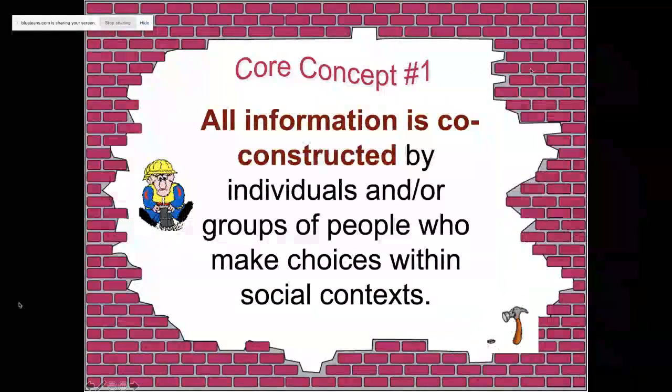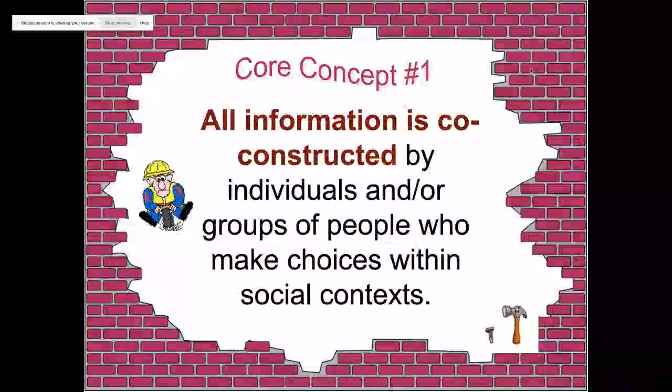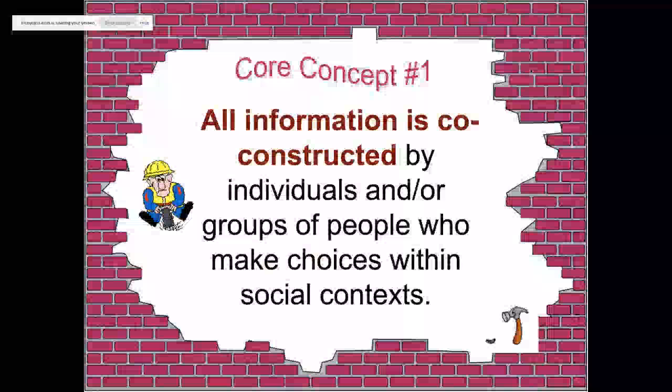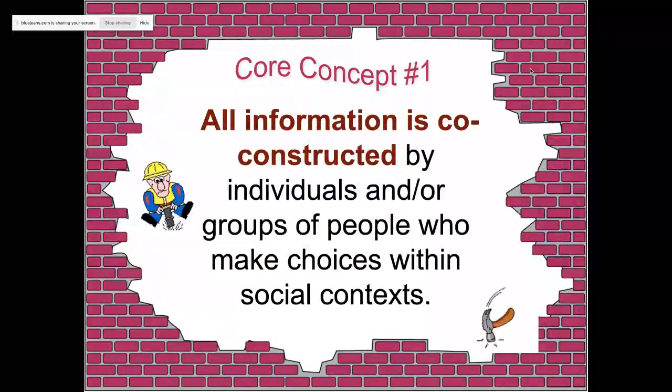Concept number one says that all information is co-constructed by individuals and groups of people who make choices within social contexts. So there's a bit of jargon in there, but basically it's just trying to get at the simple idea that people make decisions about all our information. And so the more we can start to understand that things are not just natural and always out there, but that all of our information has been chosen by people over the years or recently, but it's always being reinforced and asserted by people for specific reasons.